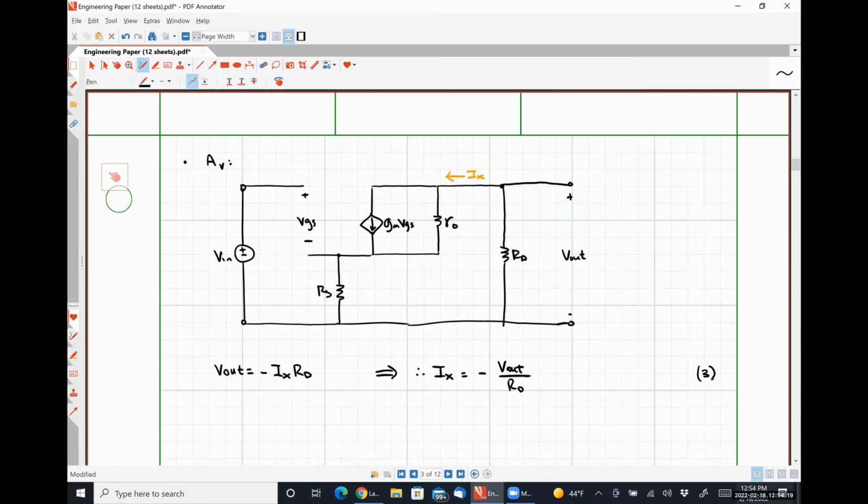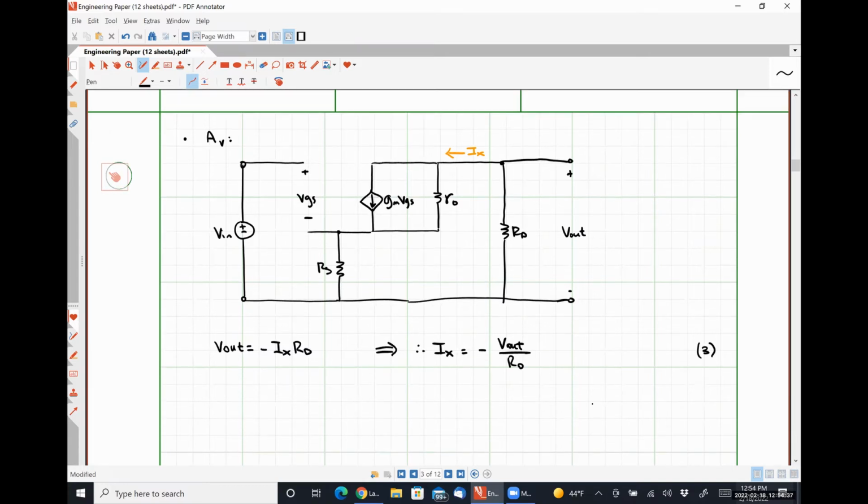Okay. So if we apply Kirchhoff's voltage law to the left-hand path, so that means just around this loop containing the voltage VGS, what we will find is that our voltage VGS is equal to Vn minus Ix times RD, excuse me, RS, my apologies.